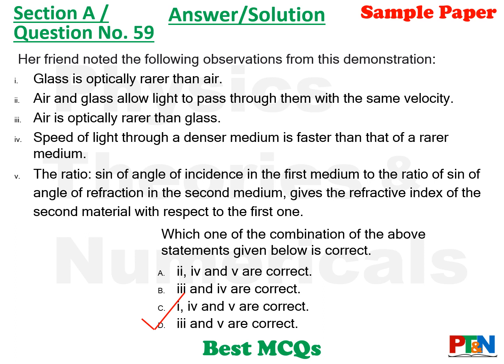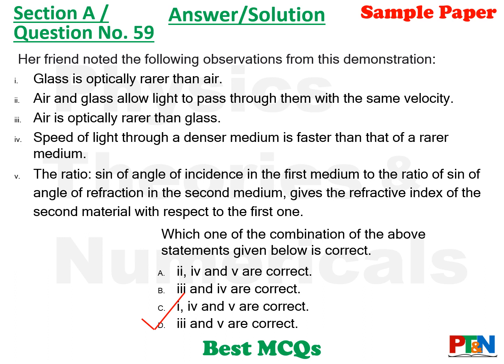Let's go through. Glass is optically rarer than air. No way. Glass is optically denser. 1 is false. 2. Air and glass allow light to pass through them with the same velocity. No. In glass, speed of light is slower because refractive index is high. So 2 is false. 3. Air is optically rarer than glass. Yes, true. Glass is denser, air is rarer. Statement 3 is correct. 4. Speed of light through denser medium is faster. No. Speed of light through denser medium is slower. Option 4 is wrong. 5.